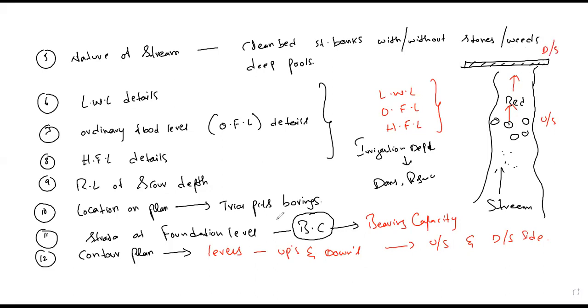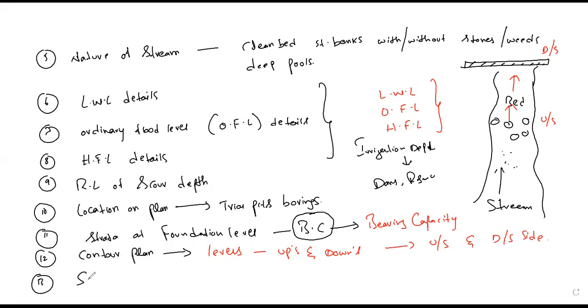So this contour plan will give the levels of this particular stream. What are the levels? Ups and downs, how high the levels are, we can tell the ground position. So that is the meaning of contour plans. That information is also needed in terms of designing the bridges.